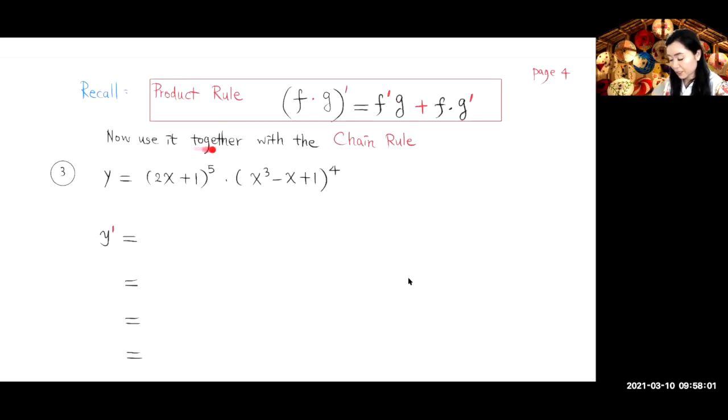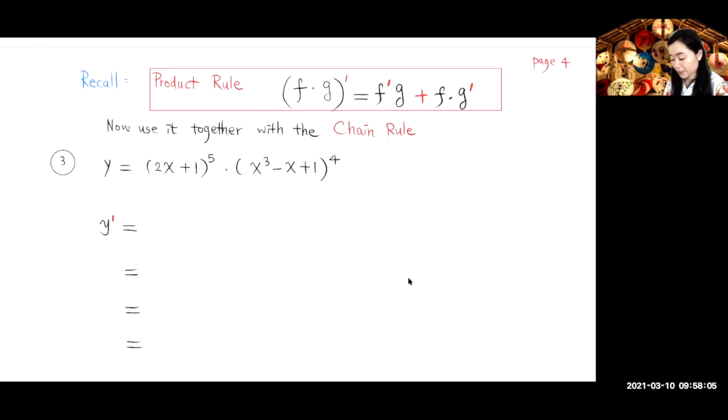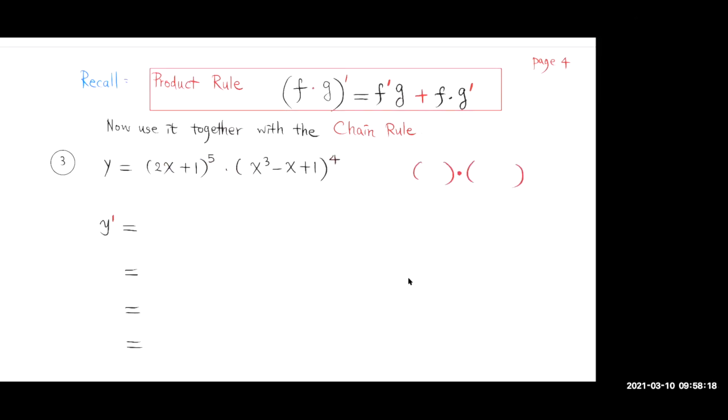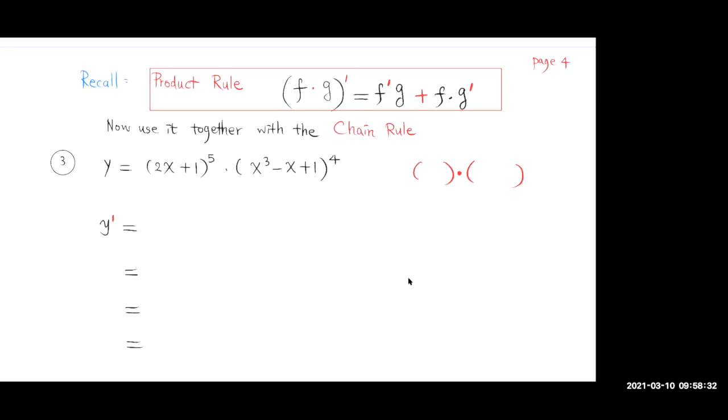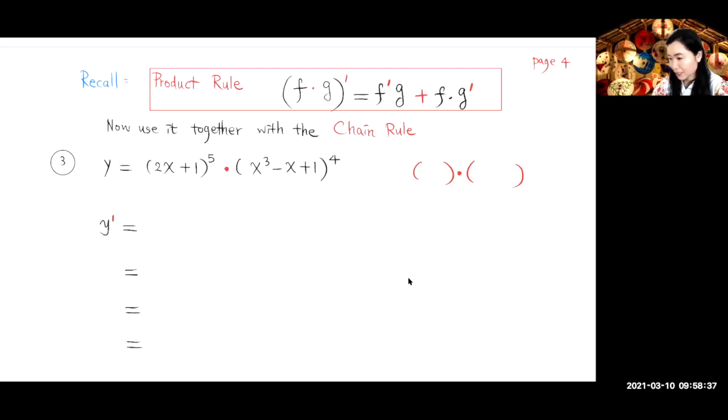Okay. Now we're going to use it together with the chain rule. Now over here, first, it is a product. It's a product of this one with this one. Do we use the product rule first or do we use the chain rule first? Which one do you think we should use first? Product rule first or chain rule? Product first. Product rule first because it's a product. Okay, so it's important. It's a product. So we'll use the product rule first.